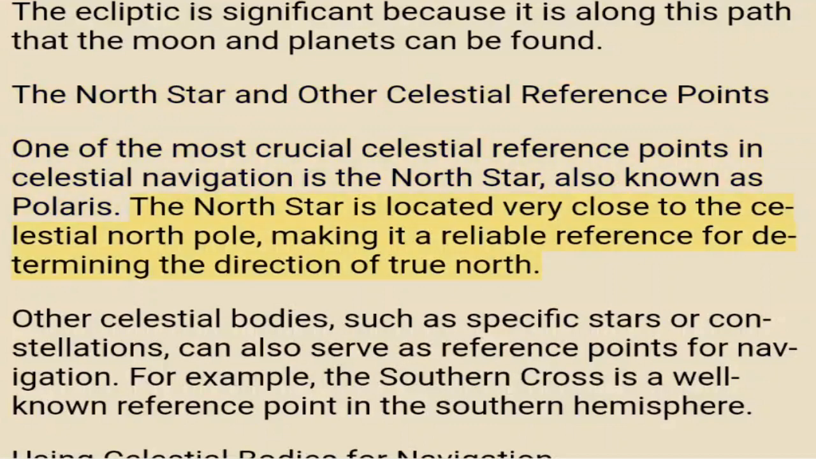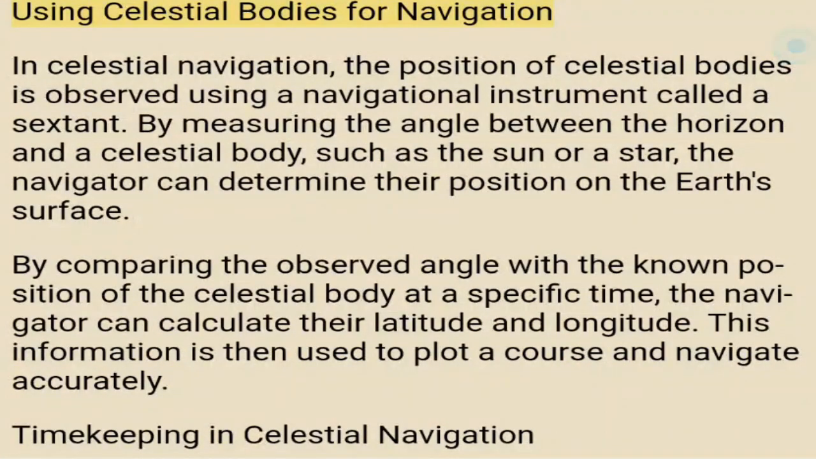The North Star is located very close to the celestial North Pole, making it a reliable reference for determining the direction of true north. Other celestial bodies, such as specific stars or constellations, can also serve as reference points for navigation. For example, the Southern Cross is a well-known reference point in the southern hemisphere. Using celestial bodies for navigation.